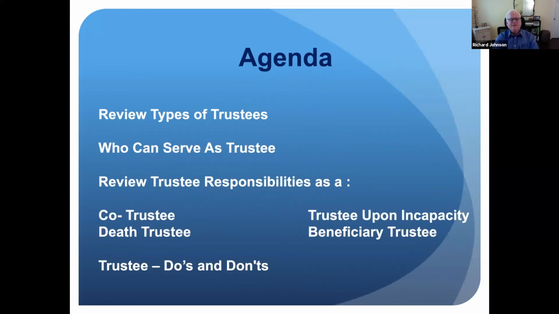So the agenda is we're going to be talking about the different types of trustees. Just like there are different types of trusts, there are different types of trustees. We're going to talk about who can serve as a trustee. And then we're going to review the trustee's responsibilities as it pertains to a co-trustee, an incapacitation trustee, or a death trustee. And we'll also talk about some do's and don'ts that are important for a trustee to know.